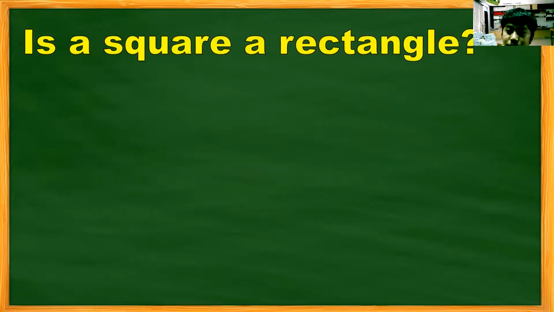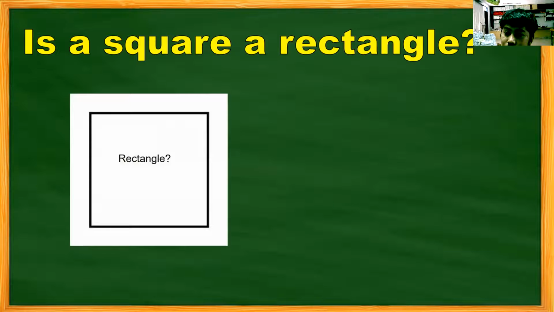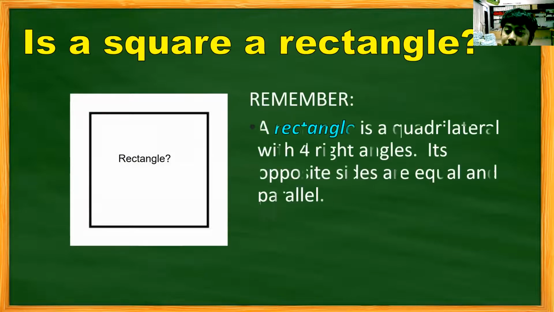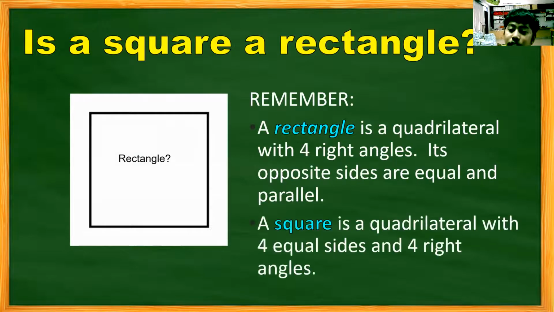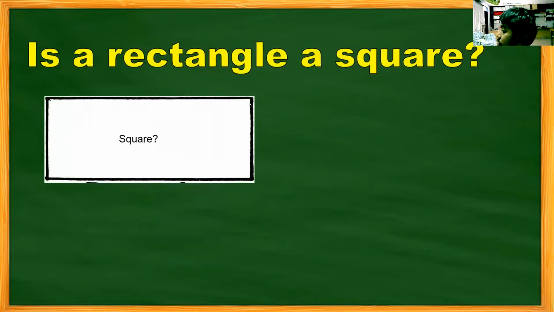Okay. Is a square a rectangle? Let's try. Remember, a rectangle is a quadrilateral with four right angles. Its opposite sides are equal and parallel. Therefore, a square, a quadrilateral with four sides and four right angles. Yes, therefore it's a yes.